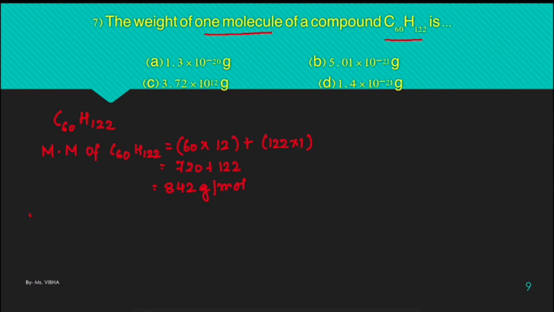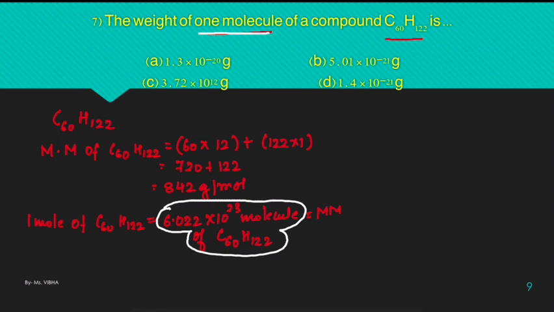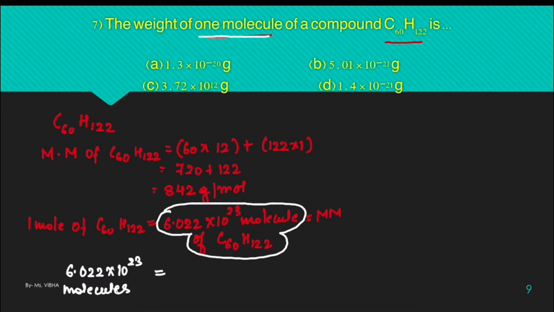So we know the relation, that is 1 mole of C60H122 is equal to 6.022 into 10 raised to power 23 molecules is equal to the molar mass. The question says that we need to find the mass of one molecule. आपको बोला हुआ है कि इतने molecules का जो weight है, that is 6.022 into 10 raised to power 23 molecules is equal to 842 gram per mole.